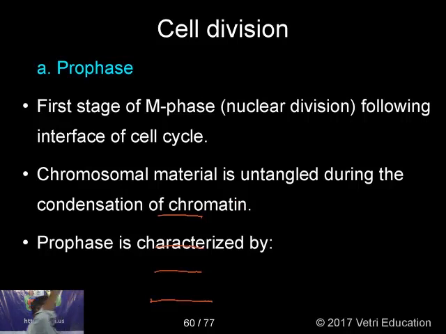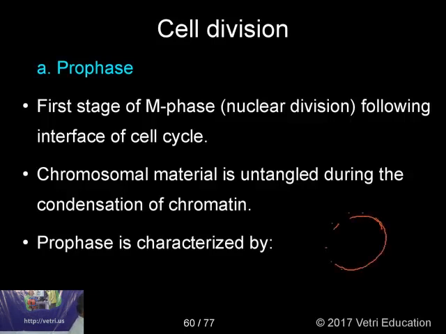The first one is prophase. This is the first phase of the mitotic phase, nuclear division following the interphase of the cell cycle. Chromosome material is entangled during the condensation of the chromatin reticulum. So in this one, first you have the nuclear material having chromatin reticulum. They become shorter and thicker, with formation of the chromosomes.